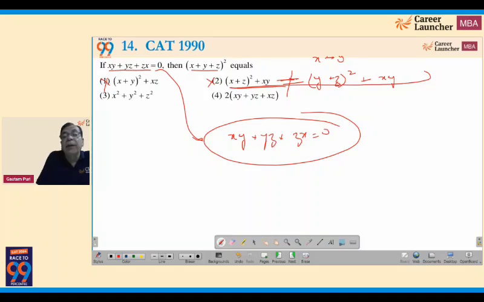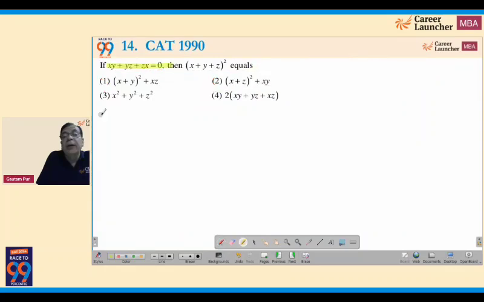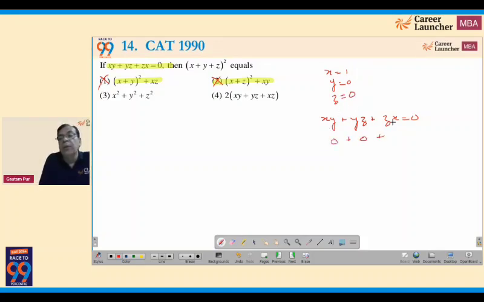So what I want you to remember, if the equation or the question is symmetrical, then choice 1 and choice 2 are wrong because these are not symmetrical. Now you are left with 2 choices. What will you do? General case hai na? Check a specific case. So xy plus yz plus zx equal to 0 is what is given. Let me take x equal to 1, y equal to 0, z equal to 0. It will satisfy. x into y, 1 into 0, 0. y into z, 0 into 0, plus z into x, 0 into 1, 0. Satisfies.